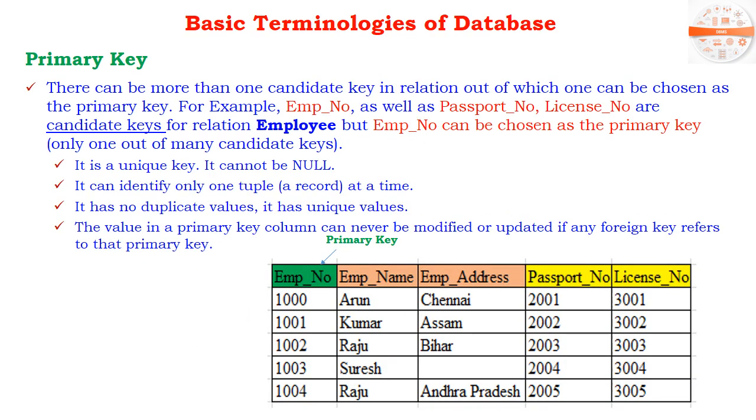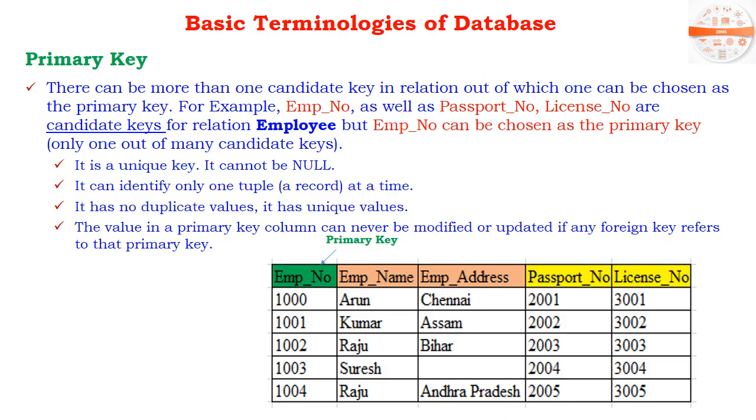What is the primary key? There can be more than one candidate key in a relation, out of which one can be chosen as a primary key. For example, in the employee table, the employee number as well as passport number and license number are the candidate keys for the relation employee. But the employee number can be chosen as a primary key.